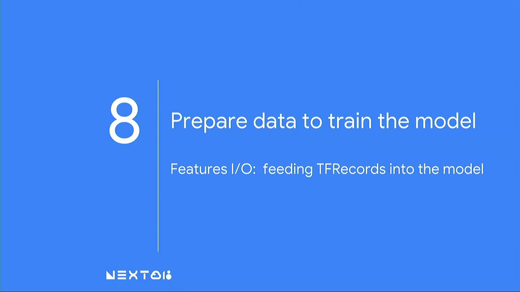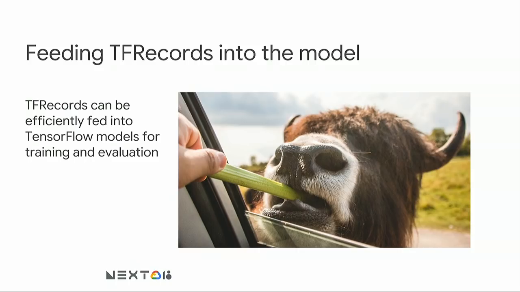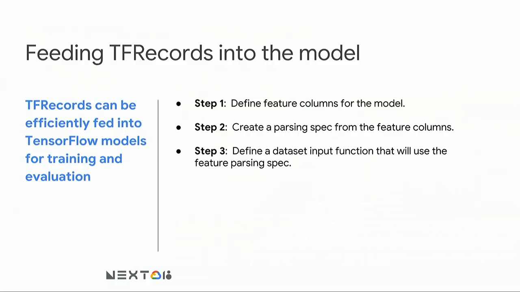OK, preparing data to train the model. So TFRecords can be efficiently fed into TensorFlow model for training and evaluation. And in the next several slides, we're going to look at exactly how we're going to be feeding those records to our model. And there are 3 steps here. The first step is we're going to define feature columns. And I will show you in a moment what they are. Second step, we're going to create a parsing spec. And third step, we're going to define an input function that will use the parsing spec.